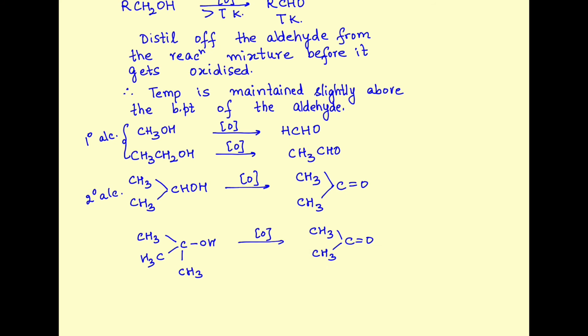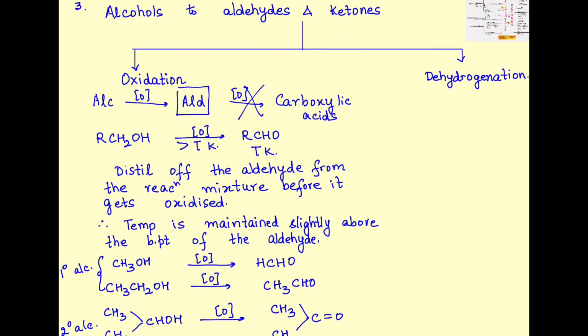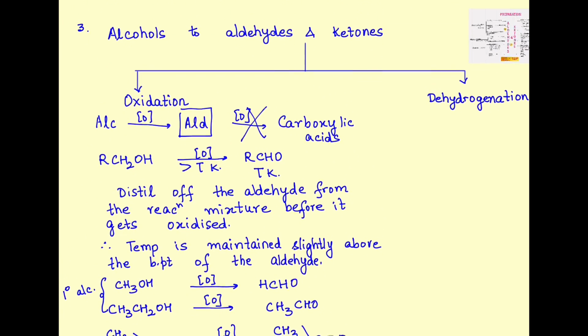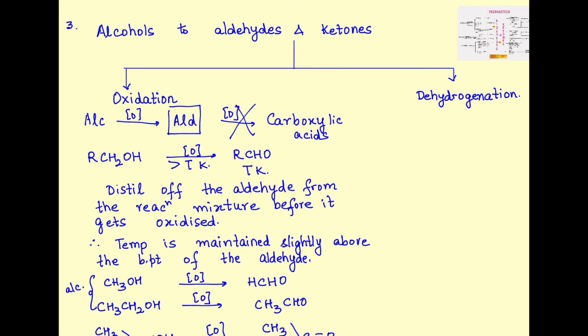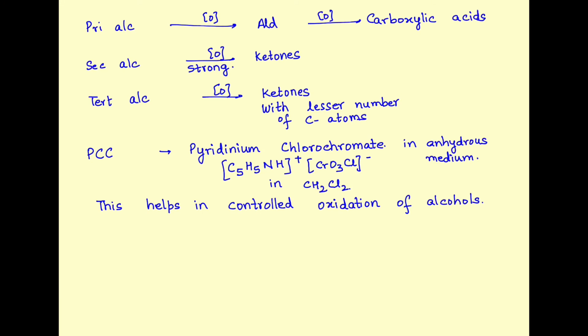Right? Those are some of the points that you need to remember, and they have been depicted in the chart on alcohols as well. I have listed it again here for you. Primary alcohols get oxidized to aldehydes, which get further oxidized to carboxylic acids. Secondary alcohols to ketones, and tertiary alcohols to ketones with lesser number of carbon atoms.